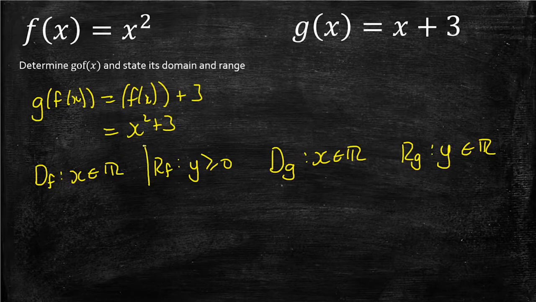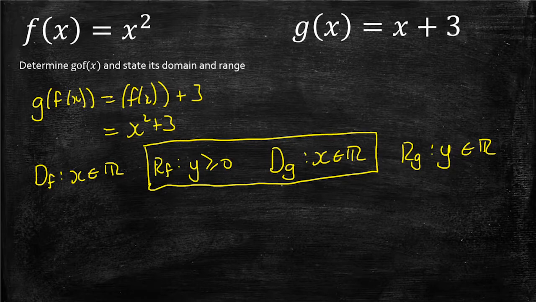And again, we need to make sure that there is some overlap between these two. So at the moment, the range of f, y can only be greater than or equal to 0, and the domain of g, x belongs to the set of real numbers. And we need to look for some sort of intersection between these two. Now, we can't actually restrict the range of f at this moment. Doesn't matter what we do to the domain of f, we can't change this, but we can change the domain of g to match up with the range of f. We need to change the domain of g to be such that x is greater than or equal to 0.